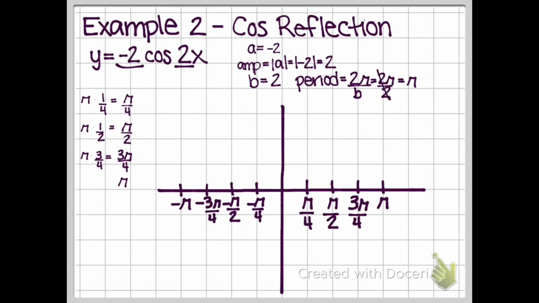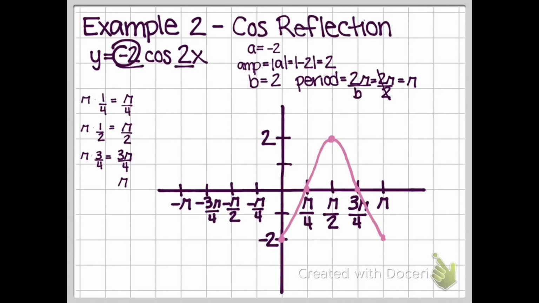And then we have to draw the amplitudes, which is 2 and negative 2. Because this is a reflection problem and the problem starts with a negative 2 and there's a negative in front, we're going to plot our first point at negative 2. And then we go towards the right and we go up to 2 over the pi over 4, pi over 2, back down to 3 pi over 4, and then back down to the negative 2 under the pi. And this would be considered one period.